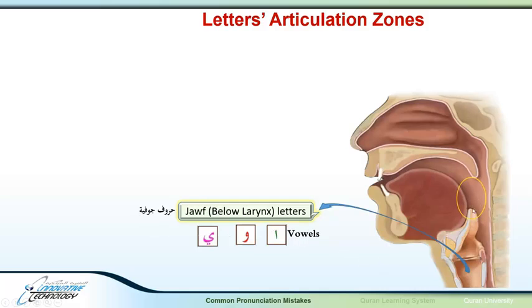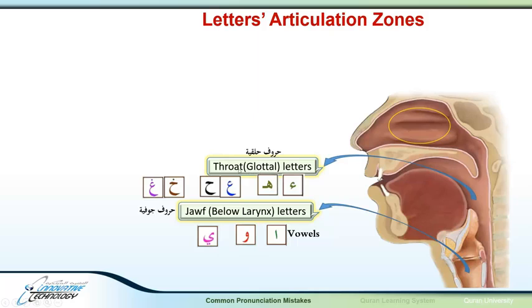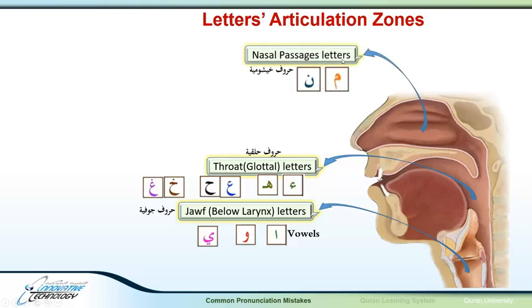The second group comes from the throat, and thus it's called the throat or glottal letters, and they are called al-huruf al-halqiyya. The third group is what we call al-huruf al-khayshumiyya, or the nasal passages letters, which is basically the M and the N, which has actually dual articulation zones. Each one of the M and N has another articulation zone.